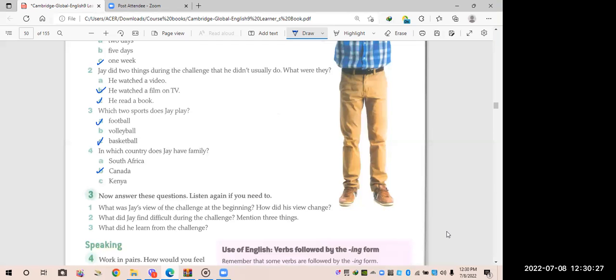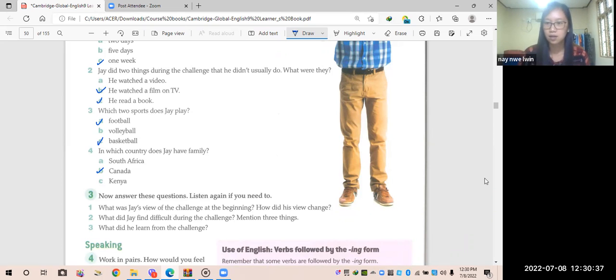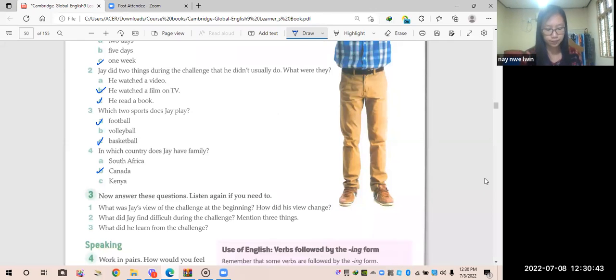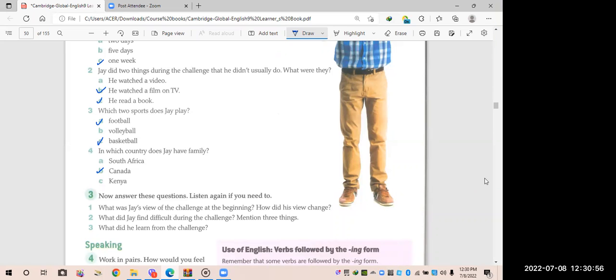He thought it would be easy at first, but as the time passed, it became more difficult for him. Yes, that's it, right? Yes. Okay. So how about Tutumo? What did you get for number one? Tutumo, are you there? Yes, teacher.